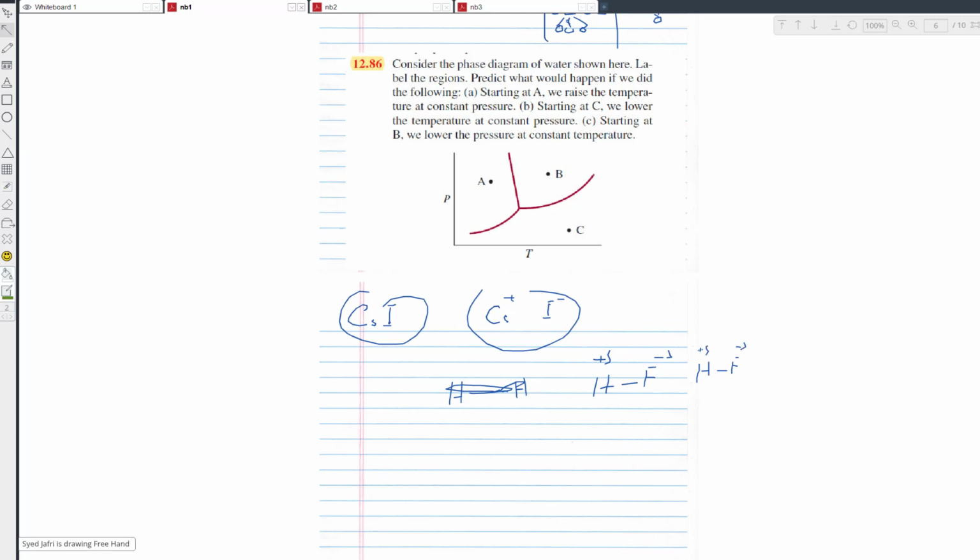But in order to dissolve it, you need attraction between the positive pole of HF and the negative ion. That is an ion-dipole interaction. Ion-dipole, because you have an ion and also a dipole in HF. So the negative iodide is attracted by the positive pole of HF, and the Cs ion is attracted by the fluoride end. So this is ion-dipole. Now look at the answer they are giving you here.